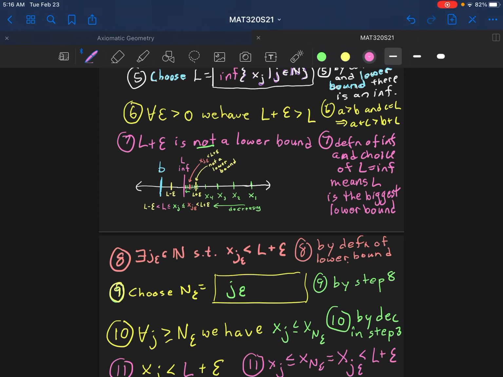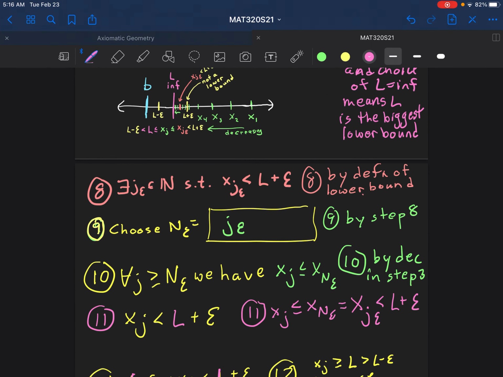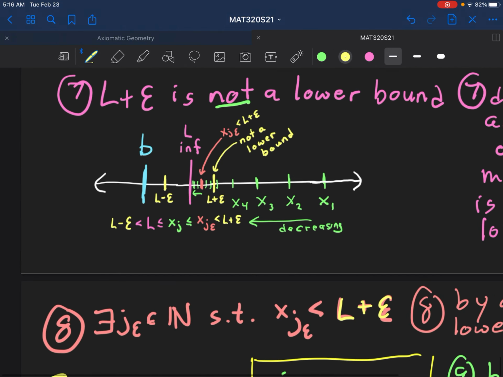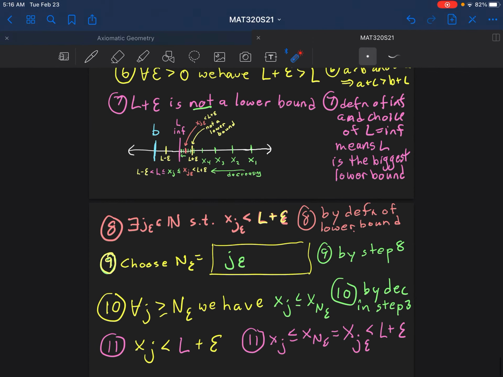All right. So once it's not a lower bound, then we say, using this salmon-like color, I guess, in step 8, there exists this J epsilon such that XJ epsilon is less than L plus epsilon. So the XJ epsilon is fitting under the L plus epsilon. It's this guy that we showed here. This guy right here that fit under the L plus epsilon. There he is. There is such a guy. If there wasn't such an XJ that fit under there, then L plus epsilon would be a lower bound, okay? So this is following from the definition of lower bound, or not being a lower bound.